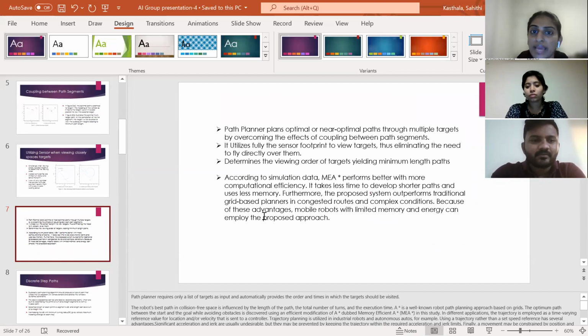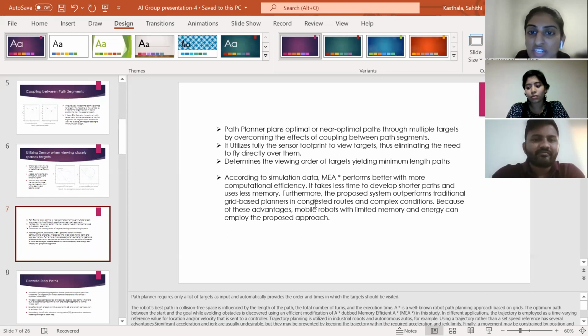Moving on, this path planner plans an optimal and near optimal path through multiple targets by overcoming the effects of the coupling between the path segments. This path planner utilizes the sensor footprint to view the targets, thus eliminating the need to fly directly over them. The path planner requires only a list of targets as input and automatically provides the order and times in which the targets should be visited. Determining the viewing order of the targets will yield the minimal length needed for the vehicle to move across the targets until it reaches the final destination.